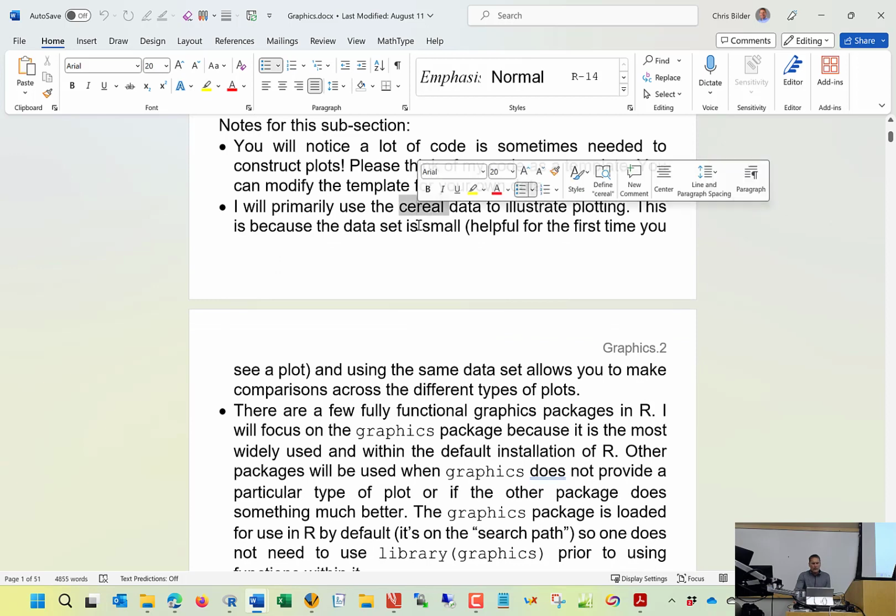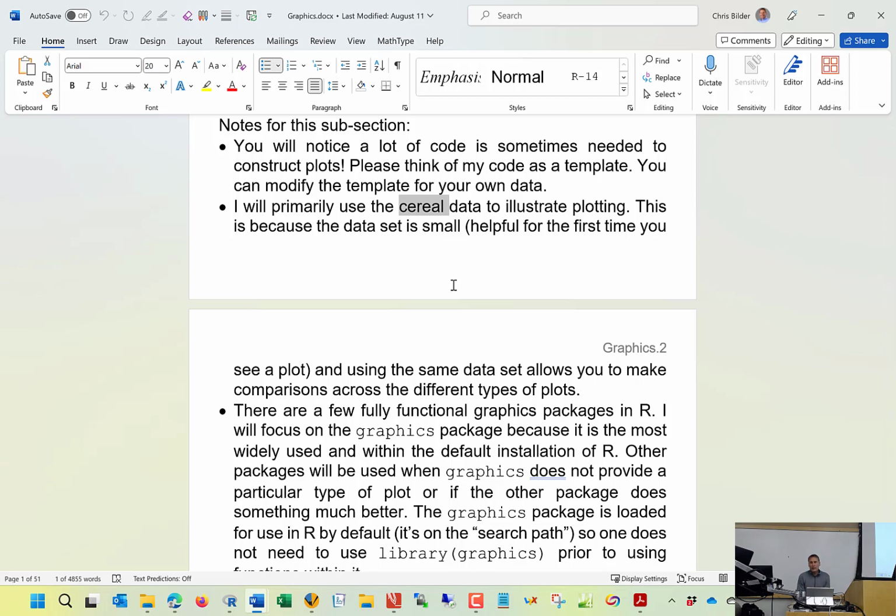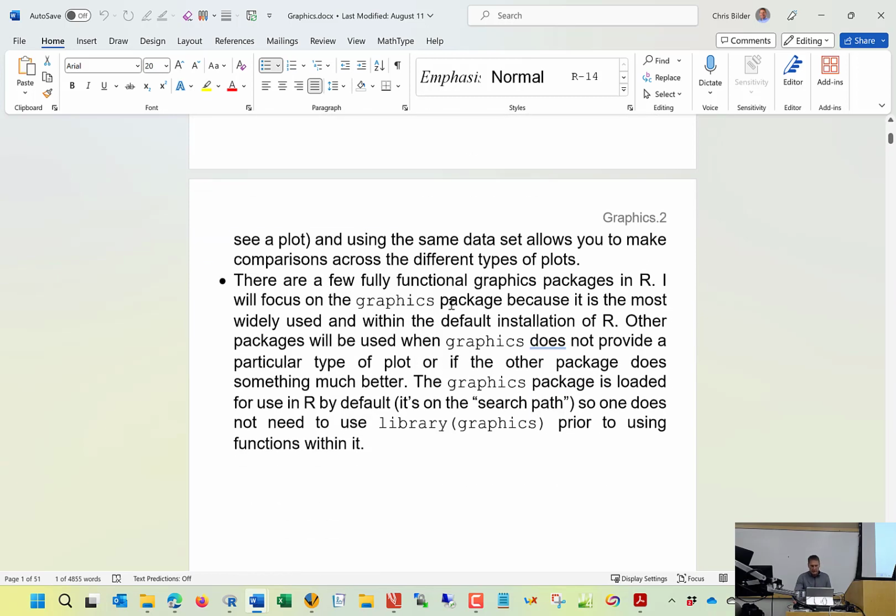I will primarily use the cereal data in this set of notes to illustrate stuff. The reason I do that is I try to be consistent with the exact same data set, so that you can see the data being examined in multiple different ways. Some plots I probably wouldn't do with the cereal data, but it's a good place to start. Also, with the cereal data, we have 3 primary variables that we're looking at and only a sample size of 40, so it makes things easier in a teaching context.